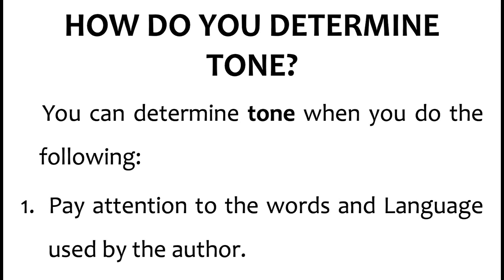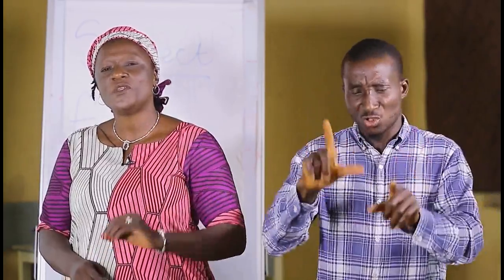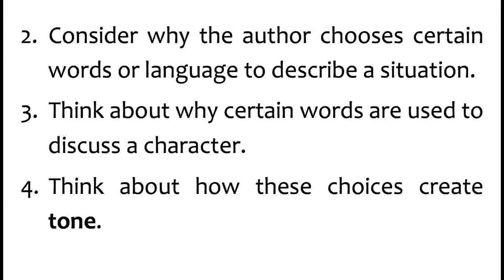How do you determine tone? You can determine tone when you do the following. Number one, pay attention to the words and language used by the author or the speaker. Pay attention to the language. When you pay attention to the language and you understand it, that will help you determine the kind of tone the person is using, whether it is formal, informal, whether it is benevolent, whether it is callous, candid, or joyful.